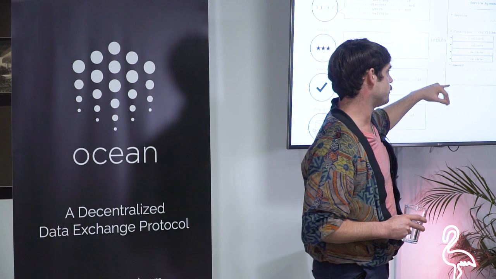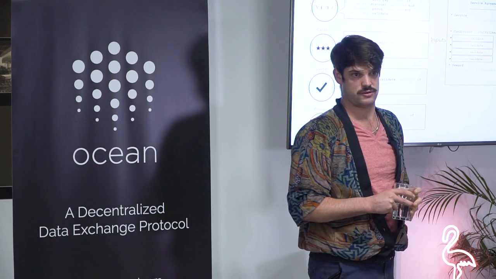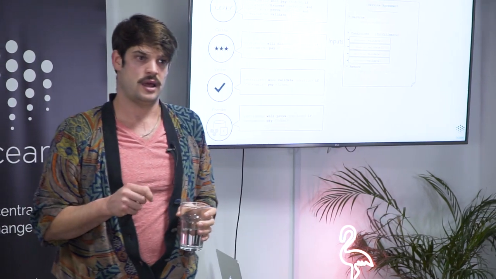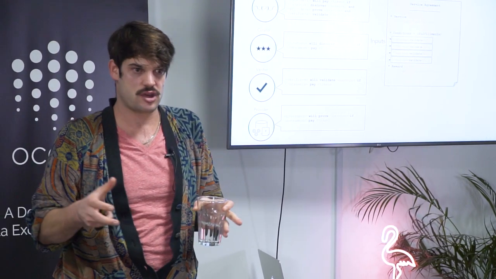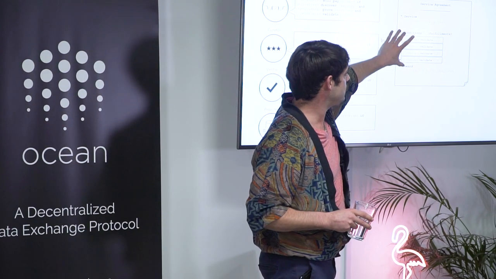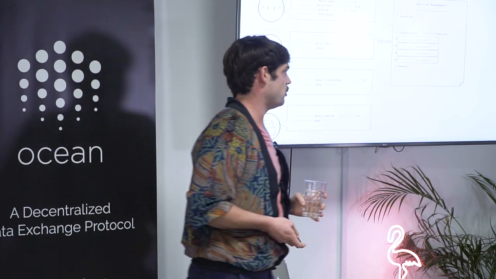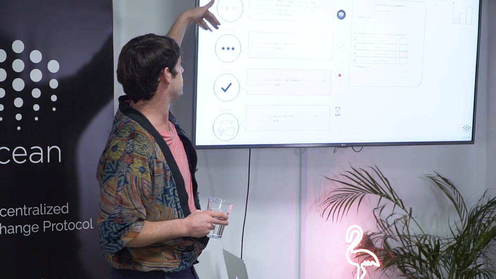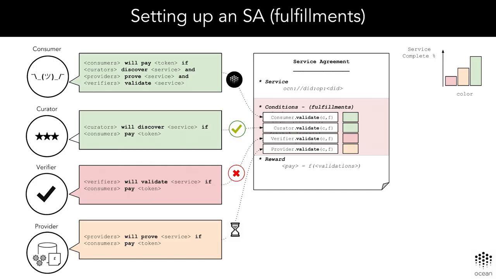Other things could be, for example, using multi-signatures, saying that if 3 out of 5 signatures enter, then we hit a certain threshold, and then this validation function also becomes true. In the end, what you want to see is that all of these things become true. So, for example, if we look at this, a consumer has to pay. So one of the conditions would be lock up the tokens in the contract.